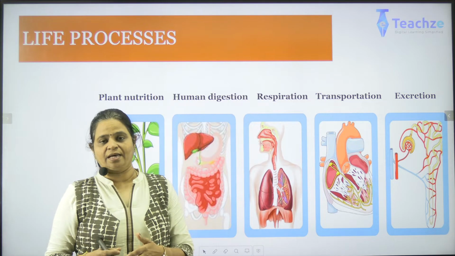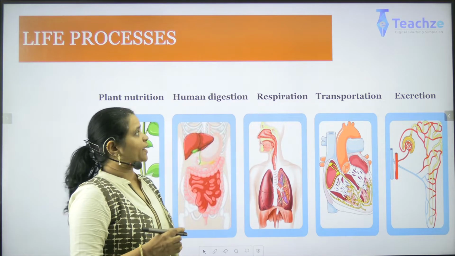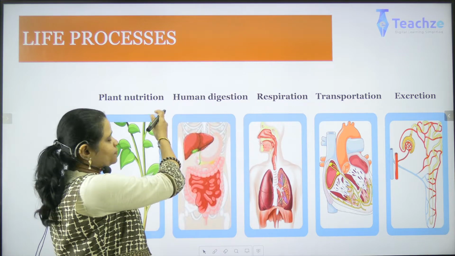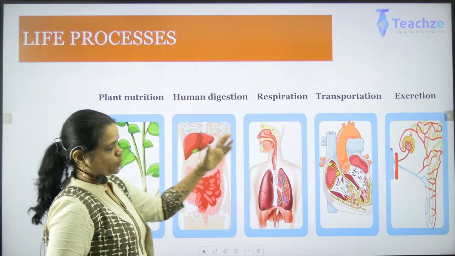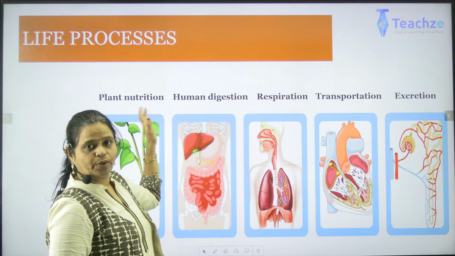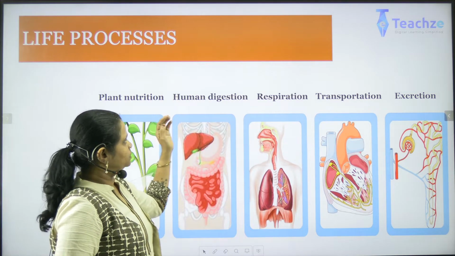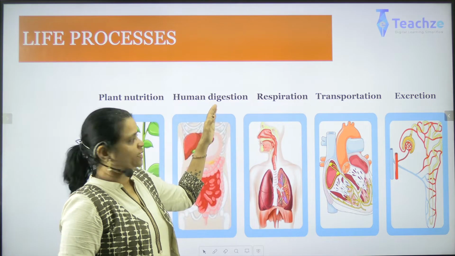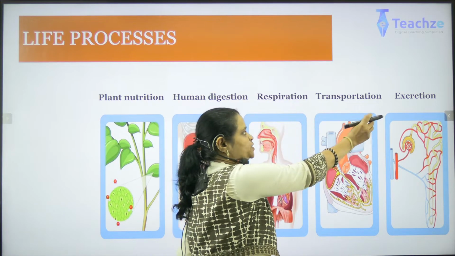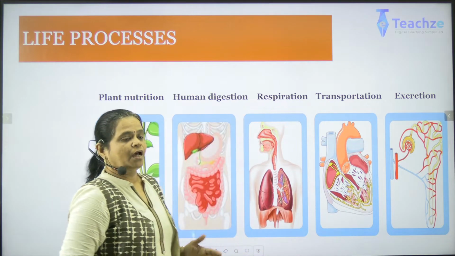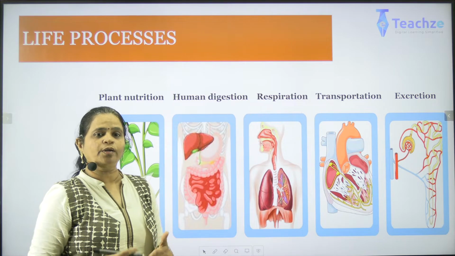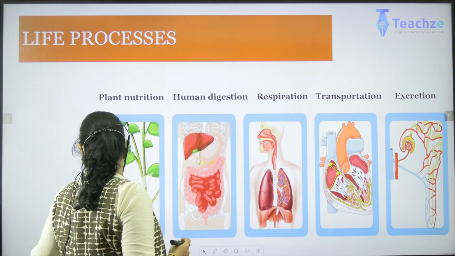Now, with that introduction note, let's look at the different kinds of life processes here. You all must have come across these kinds of processes in a normal living organism. The process we are going to look at is nutrition, and in humans, we will call it digestion. Then we have respiration, then transportation, and then excretion. Before I get into the details, let's have a summary of what we are going to study today.